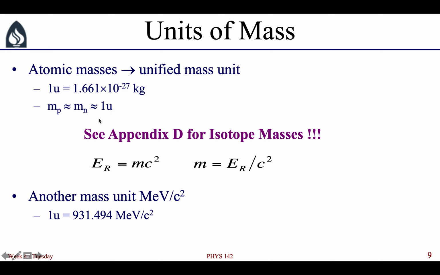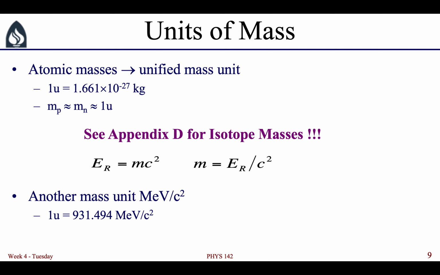Now, when you're doing problems involving atomic masses and nuclear masses, you'll want to look at Appendix D in your textbook for the isotope masses. And you'll notice that they're given out to a very large number of significant digits. Make sure you use all of those significant digits, because for the problems that we will do involving atomic masses or isotope masses, having all of those digits is going to be important.